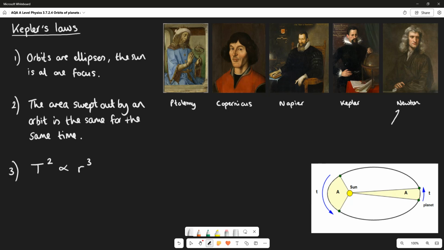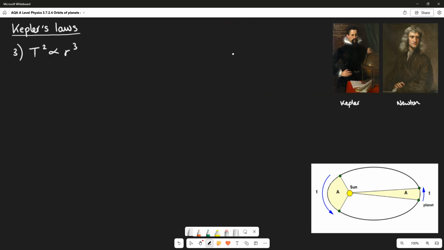In the late 1600s, Newton published his law of gravitation. He used Kepler's third law and was able to expand upon it further. Newton argued that the force holding the Earth in orbit around the Sun was the force of gravitation, and that it was also a centripetal force.